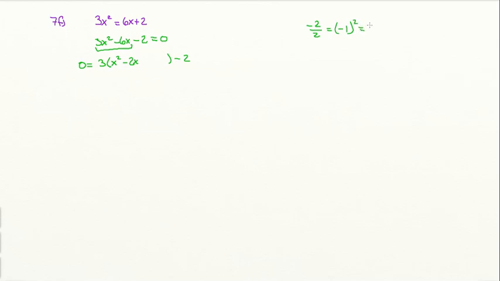Negative 1 squared equals 1. So I'm going to be adding a 1 here. We've really added 3 times 1, which is 3, so we have to subtract 3. Now let's factor what's inside the brackets. And we're going to solve this for x. Divide both sides by 3. Take the square root of both sides.